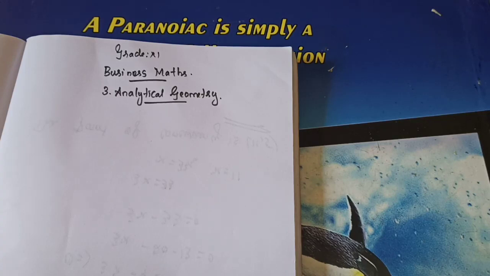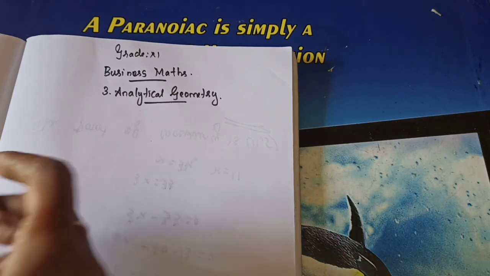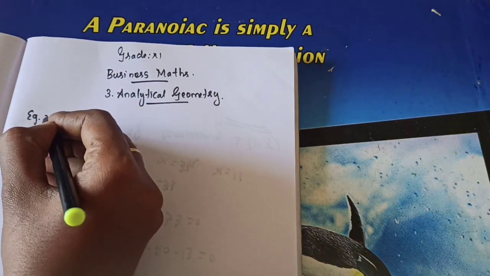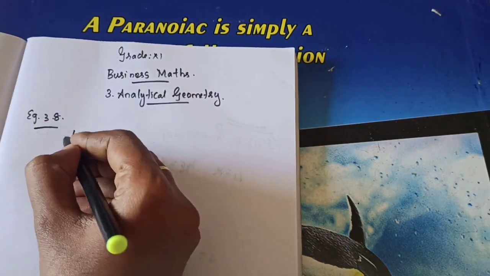Okay. So in this third chapter, we are doing the second exercise. There are 2 examples. Up to example 3.7 we have completed, so we'll start from example 3.8. Listen here, example 3.8.